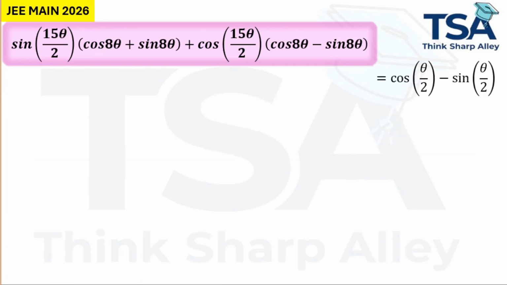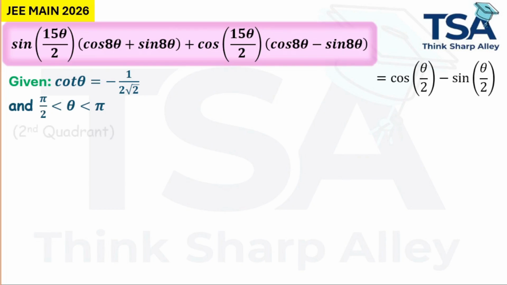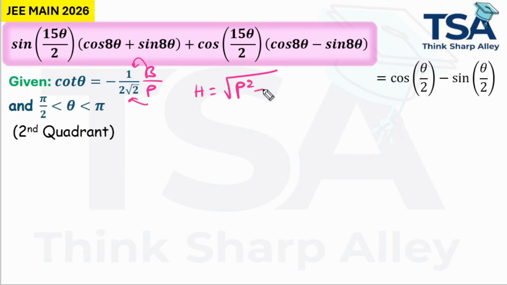Let's put this aside. Now we bring in the given data, cot theta, which is equal to minus 1 by 2 root 2, and pi by 2 less than theta less than pi, which means theta is in the second quadrant. Now we need the half angle values. So let's find cos theta first. We know cot theta is equal to base by perpendicular, which means if I take base to be 1 and perpendicular to be 2 root 2, we can find the hypotenuse by Pythagoras theorem, which says h is equal to root over p square plus b square. From here we get 2 root 2 whole square, which means 8, plus 1 square, which is 1. That's root 9, which is equal to 3.